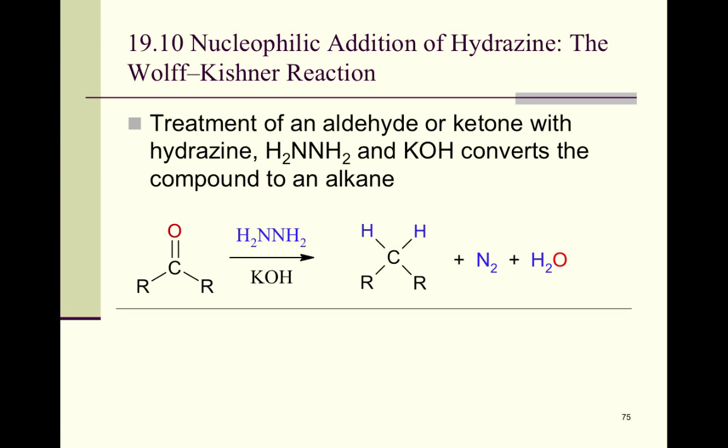Nucleophilic addition of hydrazine, the Wolff-Kishner reaction. So this is a named reaction. The treatment of an aldehyde or ketone with hydrazine, that's this, 2 nitrogens and 2 hydrogens on each side. Remember, nitrogen has 3 bonds, so there'd be a single bond between these guys. Also, we would use potassium hydroxide, which converts the compound to an alkane. So we're able to take an aldehyde or ketone and convert it to an alkane.